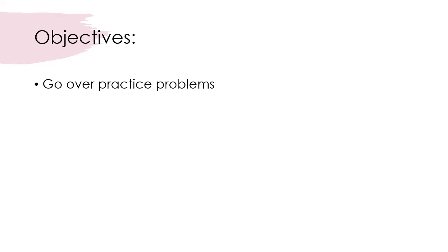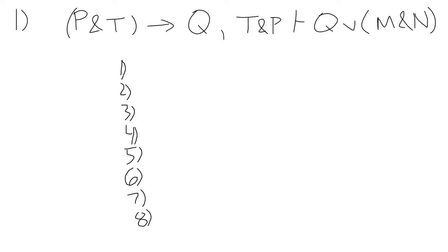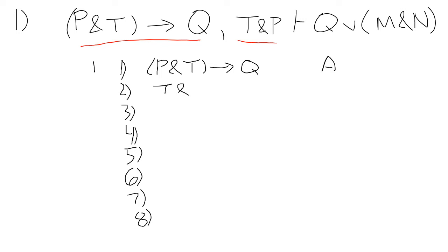In this presentation, we'll go over the solutions to the second set of practice problems since introducing the wedge in rule. Remember, we start with listing our numbers vertically like I have already done here. Let's look at the premises that I have. I've got two of them, P and T, arrow Q, assumption, T and P, assumption.